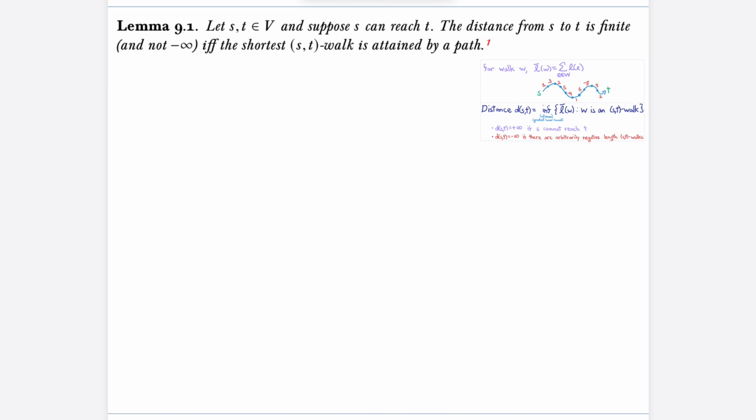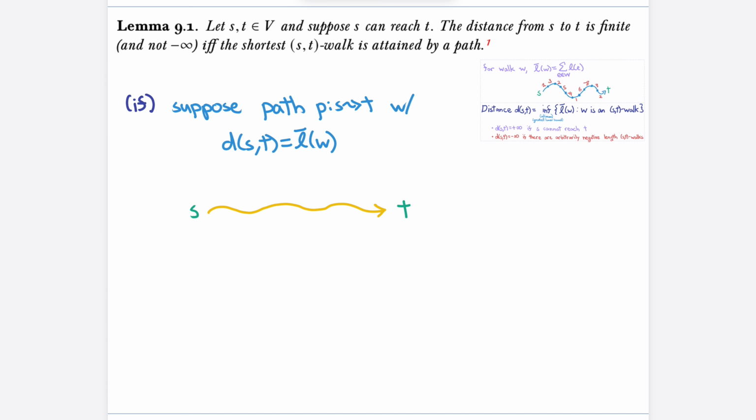Let's just go through both directions. So I think the first direction, I'll just do "if." Okay, so suppose a distance is attained by a path. Okay, so suppose you have some s to t, and there's some, oh, I guess that w should be a p, sorry.